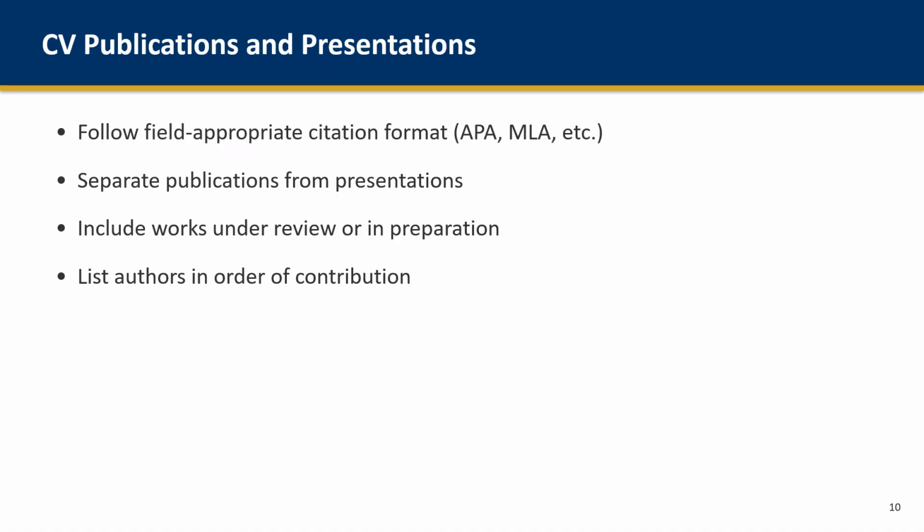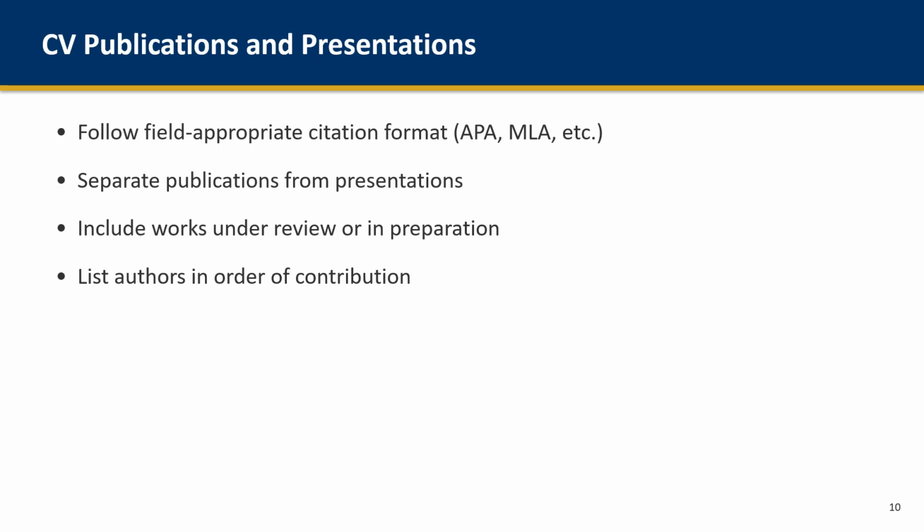Publications and presentations document your scholarly output. Follow the citation format standard in your field. Public health and social sciences typically use APA format. Humanities may use MLA or Chicago style. Using the wrong format signals unfamiliarity with your field's conventions.